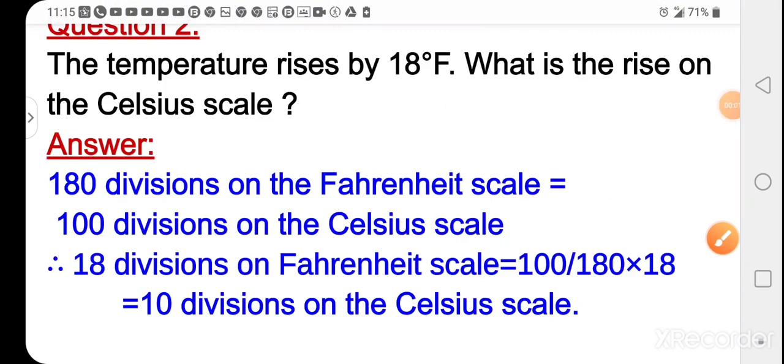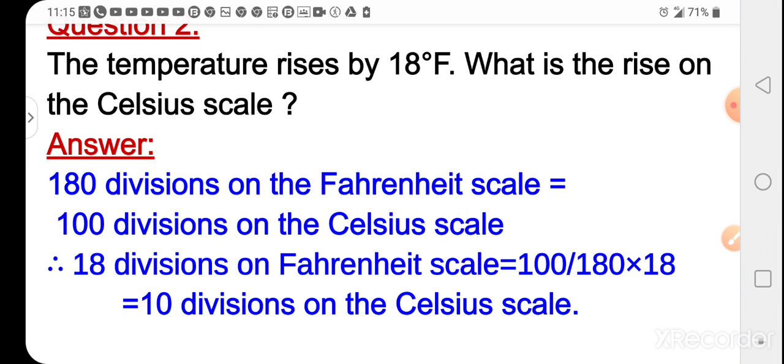So the second question is: the temperature rises by 18 degrees Fahrenheit. What is the rise on the Celsius scale? Okay, so the rise in temperature is given as 18 degrees Fahrenheit. So we have to find out the rise on the Celsius scale.